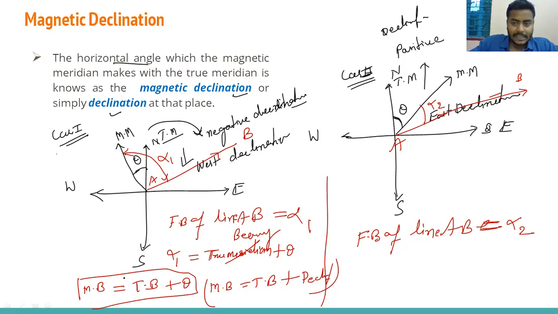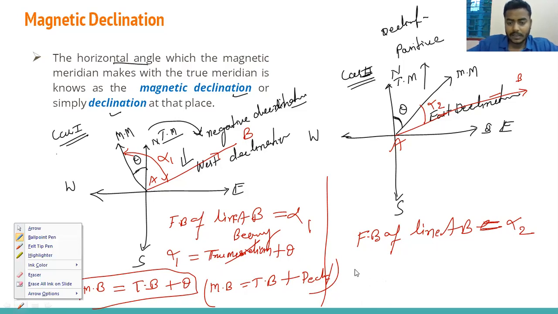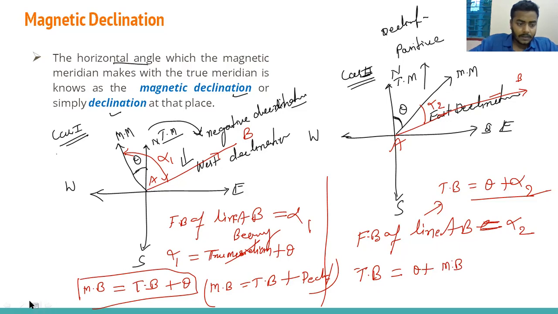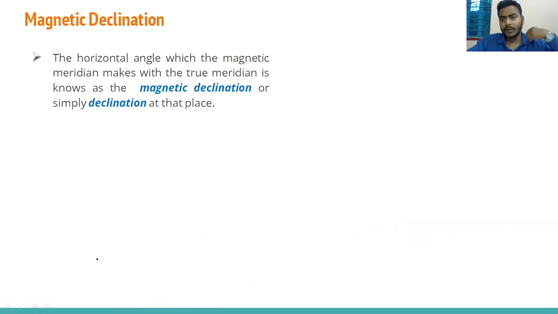Now define this case also. In terms of theta and alpha, we can write true bearing is equal to theta plus magnetic bearing, that is, true bearing is equal to theta plus alpha 2. No need to remember any formula. Roughly you can draw the diagram and you can understand what it is.